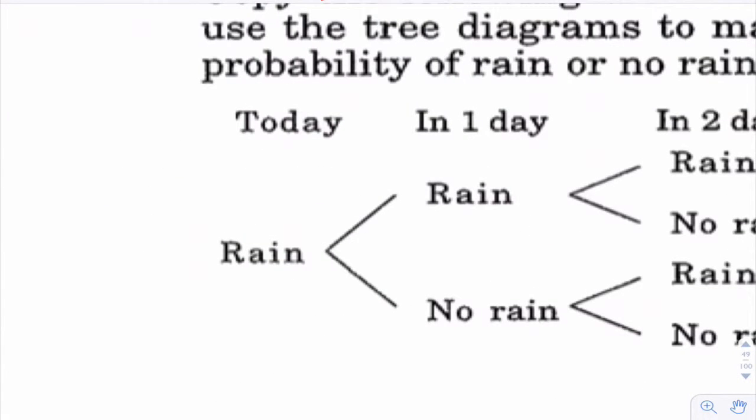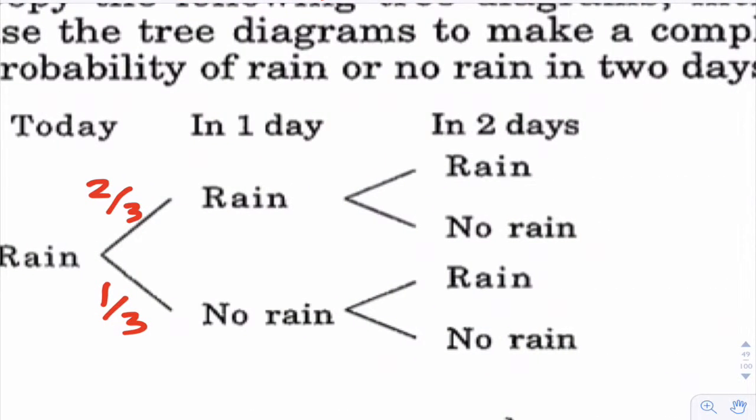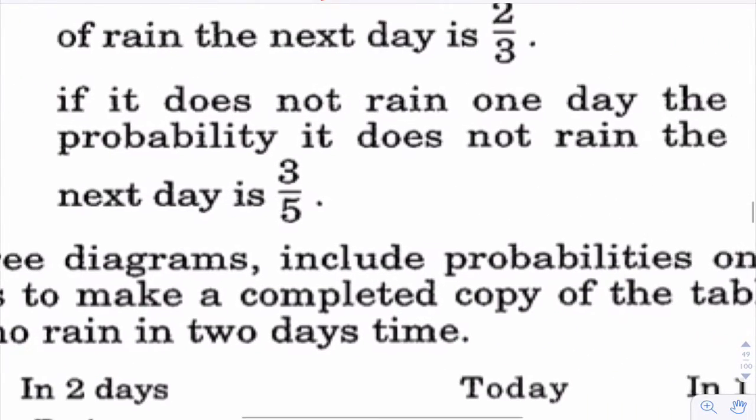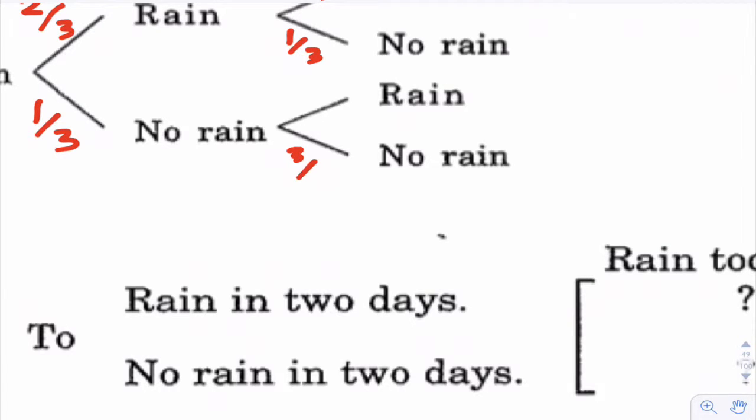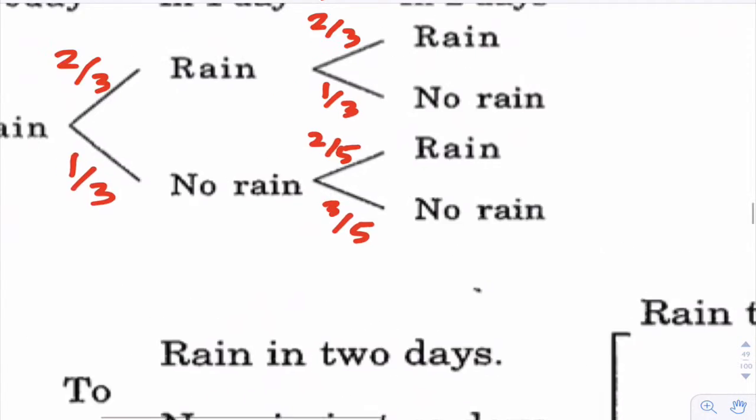Alright, so this is 2/3, hence that's 1/3. Now if we look a day after that, if it's raining, that means it's 2/3 chance it's raining the next day. But if it doesn't rain, it says the probability it does not rain the next day is 3/5. So that is 3/5. And that is 2/5. Each branch must add up to 1.